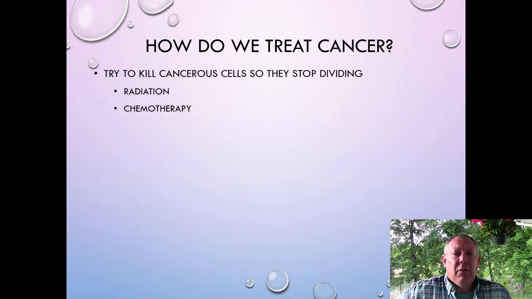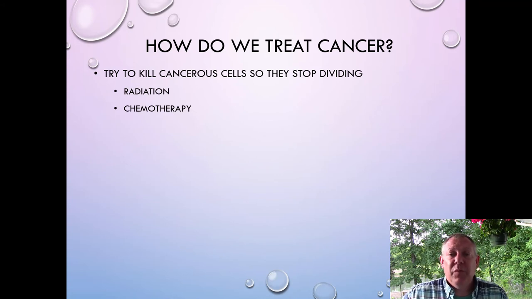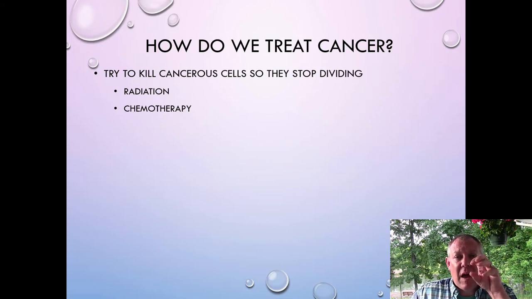Once you get the tumor out, you're also going to try to kill the cancerous cells so they stop dividing. They're not going to stop dividing on their own, so you just have to kill those cells, and then they'll stop producing those daughter cells that reproduce uncontrollably. There are lots of ways of doing this. Radiation, if it's in a spot where you can direct it, will break up the DNA of those cells and a lot of times can kill them.